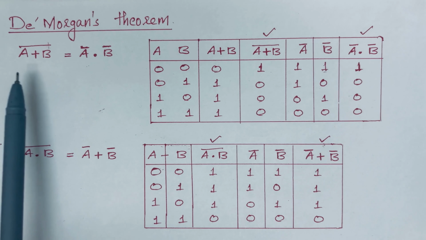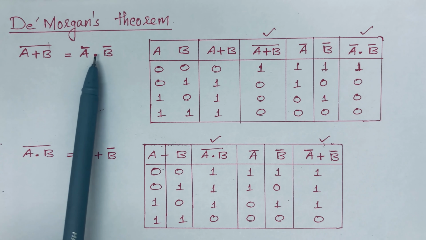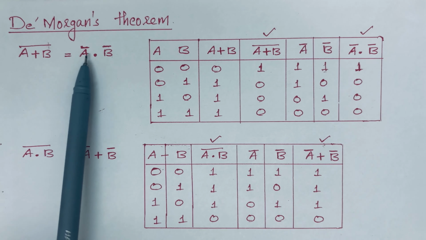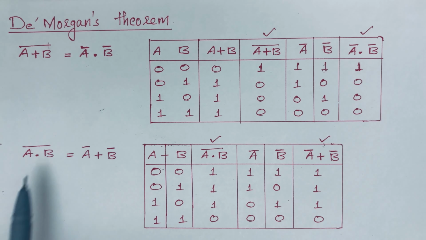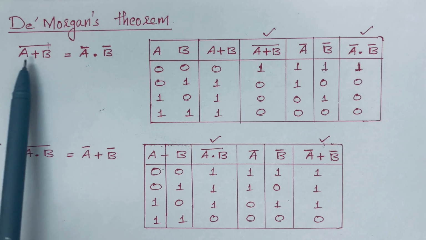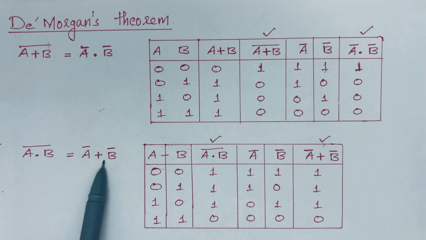The first one is A plus B the whole bar is equal to A bar into B bar. And the second theorem is A dot B the whole bar is equal to A bar plus B bar. We are converting this OR operation to AND operation and AND operation to OR operation.